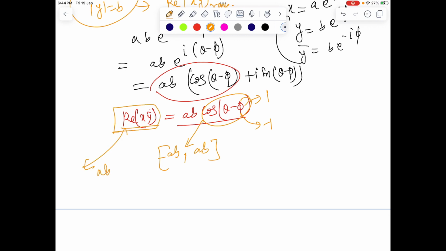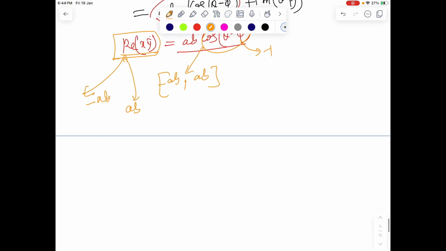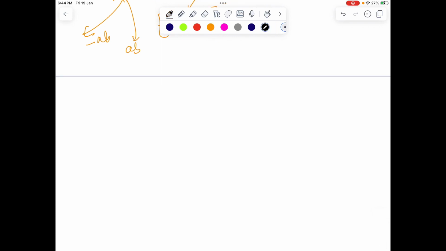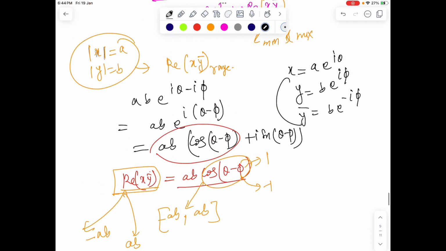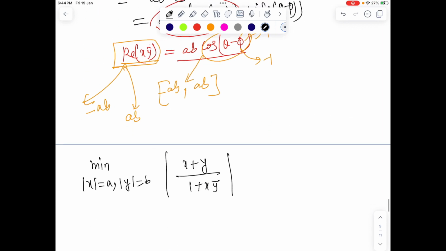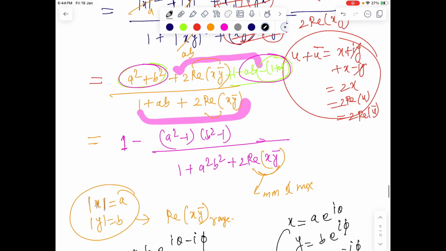So with this information, where we know the real part of x y bar maximum will be AB and minimum will be minus AB, we can solve this problem. Okay, so we have cases now. So what I can tell, the minimum under the restriction mod x equals a, mod y equals b, of mod of x plus y by 1 plus x y bar. Clear?